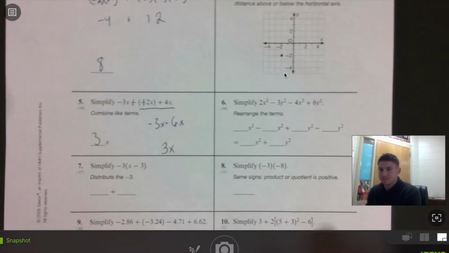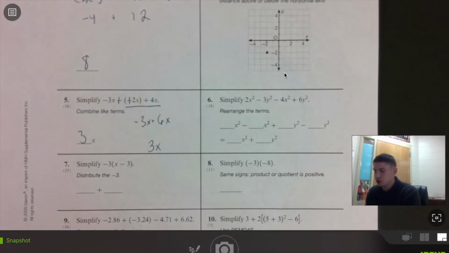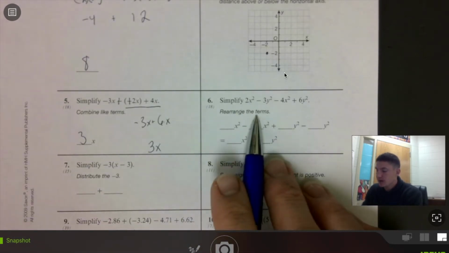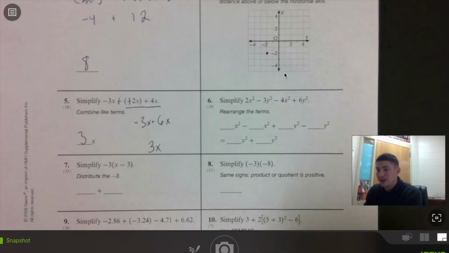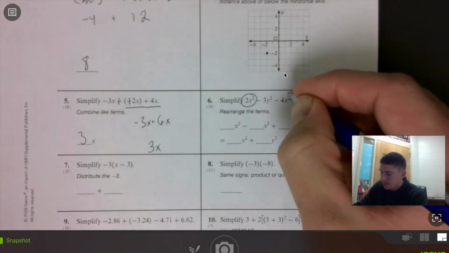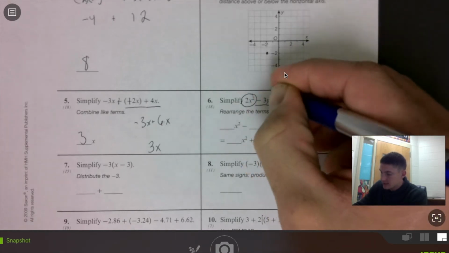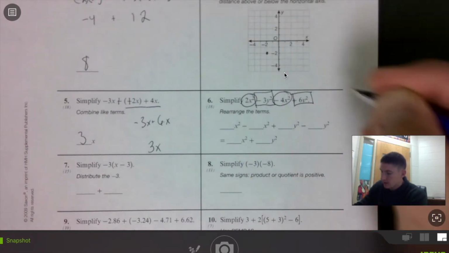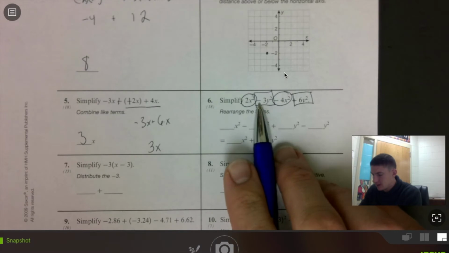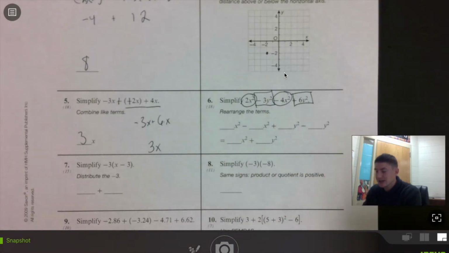Number 6 asks us to simplify the expression 2 times x squared minus 3y squared minus 4x squared plus 6y squared. It asks us in this hint to rearrange the terms, and then by doing so we can add those like terms together. So we want to make sure that we have the x's together. We want to make sure that we have the y's together. I'm going to use this little shape method in which I circle and square the like terms so that I can put those together in the same order.